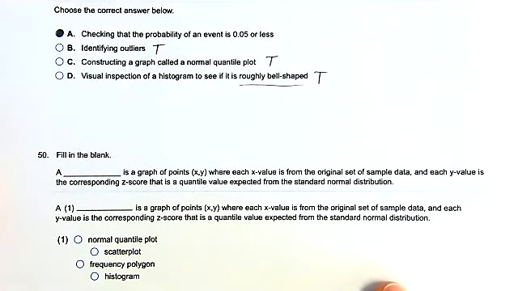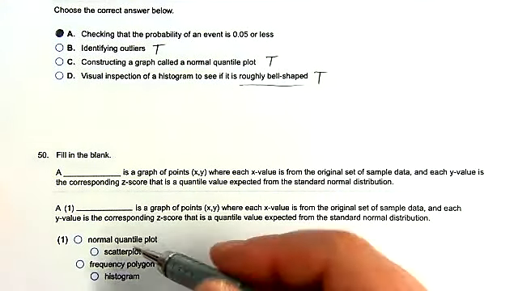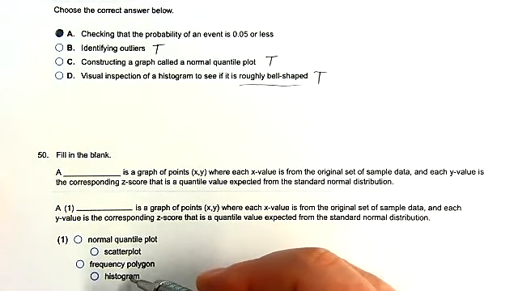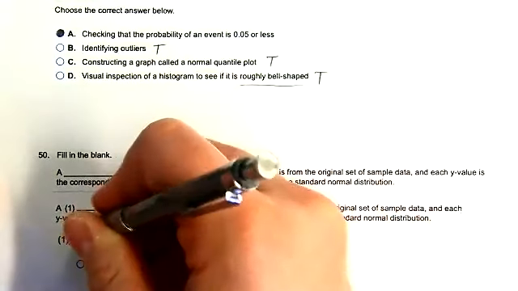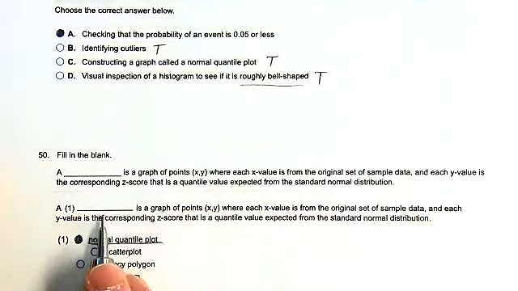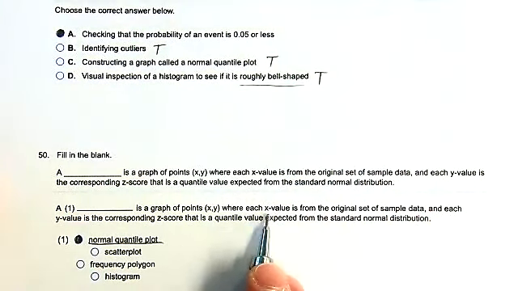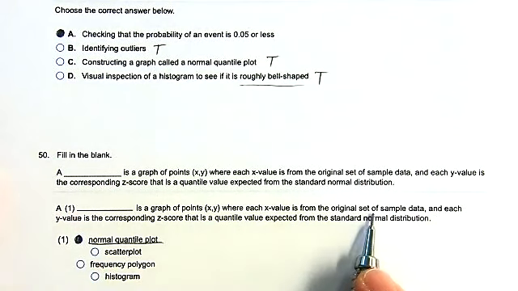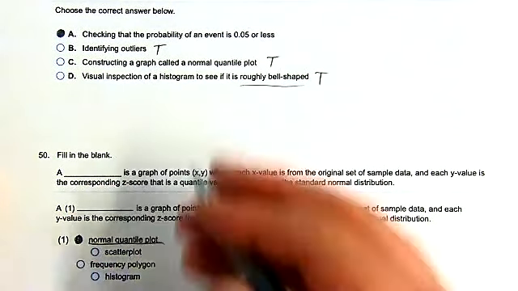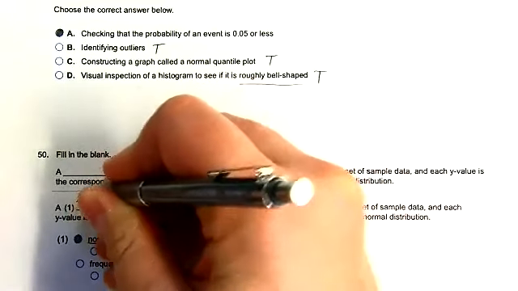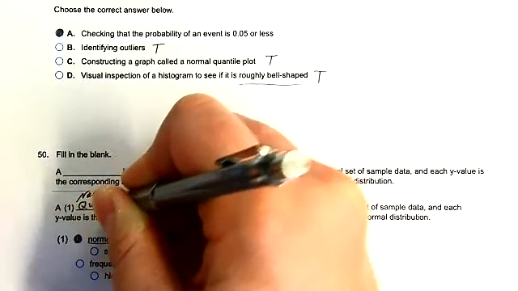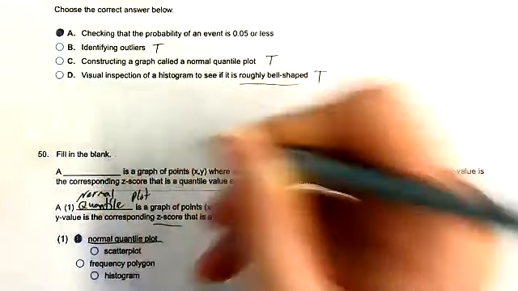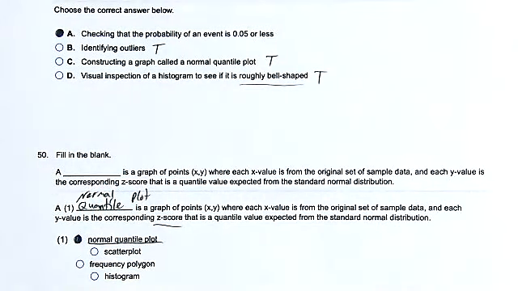Last one, what have we been talking about all morning? Scatter plot, frequency polygon, histogram. We've been talking about the normal quantile plot. So a normal quantile plot is a graph of points x and y where each x value is from the original set of data and each y value is the z-score. And that will complete section 6.5.